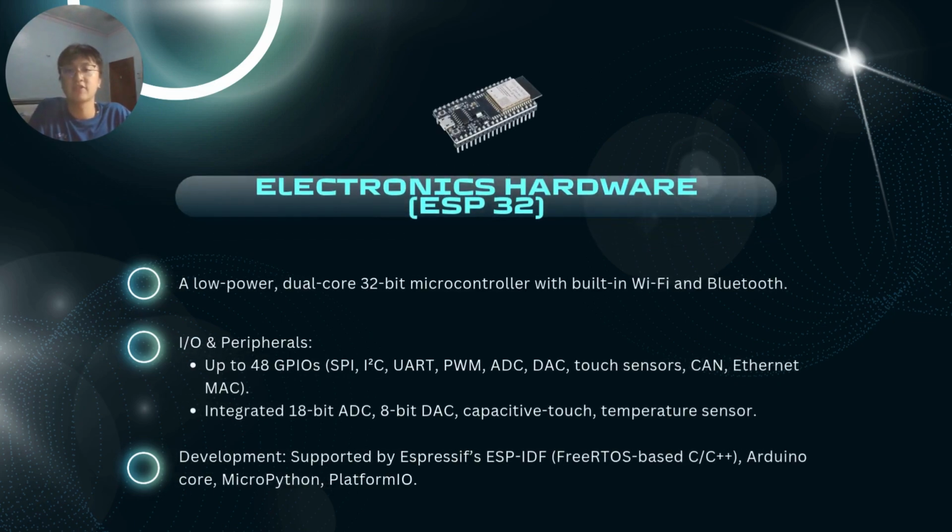Now is the electronic hardware part, and for the electronic hardware, we choose ESP32. Why do we choose ESP32? The first is because it is a low-power dual-core 32-bit microcontroller with built-in Wi-Fi and Bluetooth connection. Besides, for the input and output part, it has up to 48 GPIOs, and also it integrates an 18-bit ADC, 8-bit DAC, capacitive touch, and also a temperature sensor. And the last one is its development, because it's supported by Espressif ESP-IDF, including C and C++, the Arduino Core, MicroPython, and PlatformIO. So that's all why we choose the ESP32.